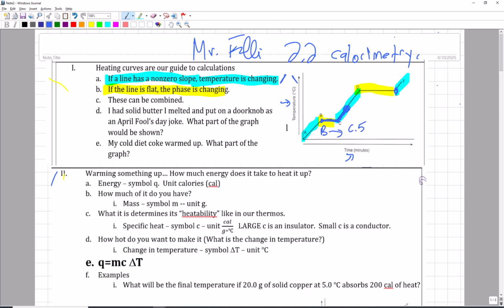That would be from B to C.5, halfway between C and D. I made that up, it'll work. My cold Diet Coke warmed up. What part of the graph would that be?